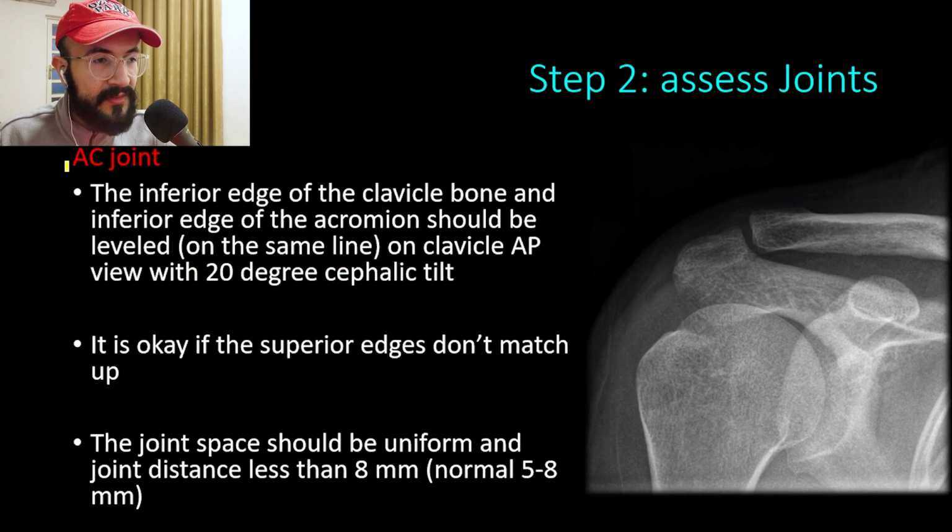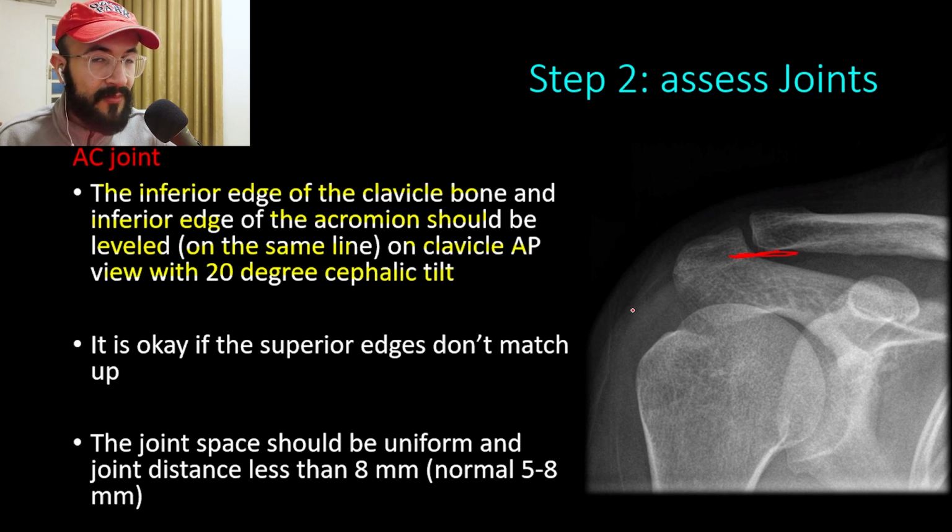Now moving on to the acromioclavicular joint. In the acromioclavicular joint, we make sure that the inferior edge of the clavicle bone and the inferior edge of the acromion should be leveled. So they should be on the same line on the clavicle anterior-posterior view with 20 degrees cephalic tilt. So in this picture here, we have an AP clavicle with a 20 degree cephalic tilt.